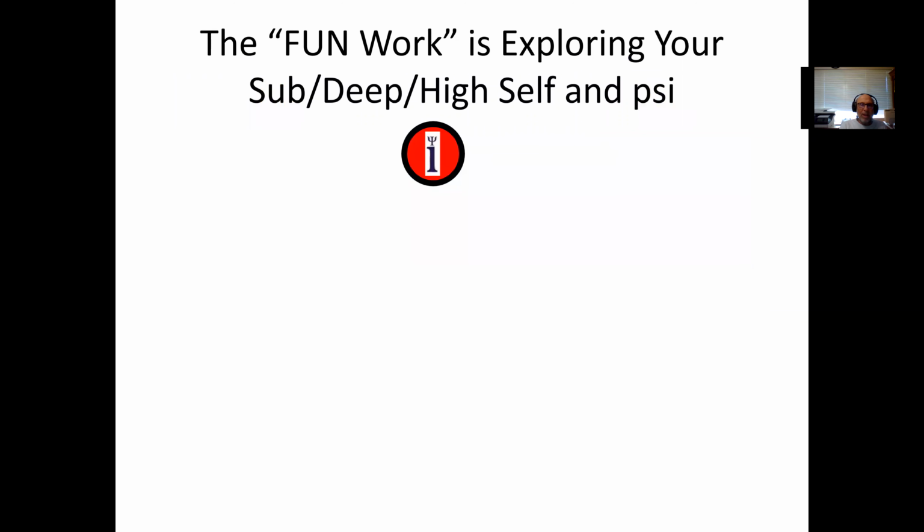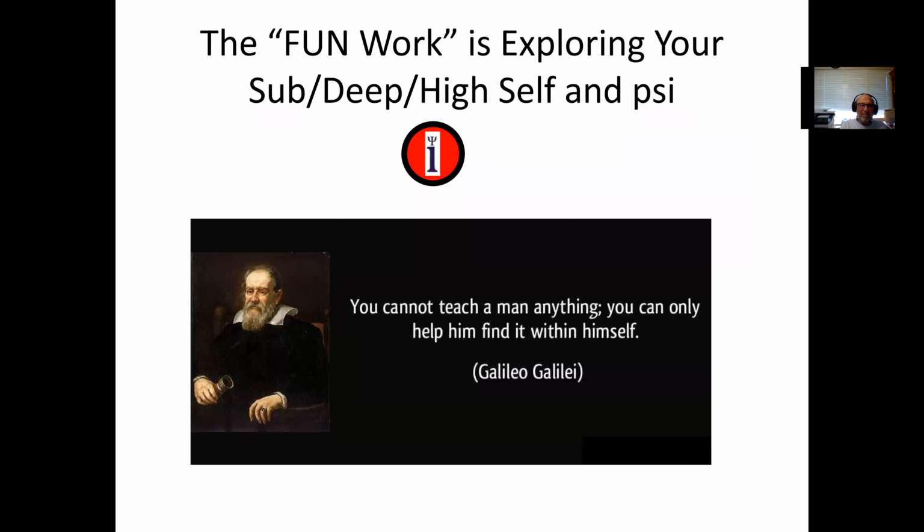This is, and I hope you really do see it as, fun work. It's exploring your deep self. And other teachers and I, and I'm sure most of you have done other reading on this, but I think this quote from Galileo is so true. You can't teach a man anything that's deep level stuff. You know, you can teach a person to do arithmetic, but we're talking deeper stuff than that. You cannot teach a man anything. You can only help him find it within himself.